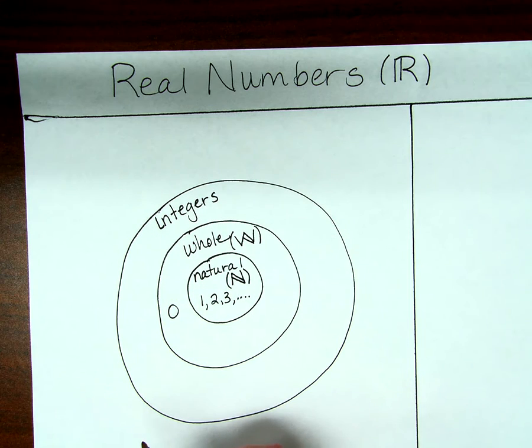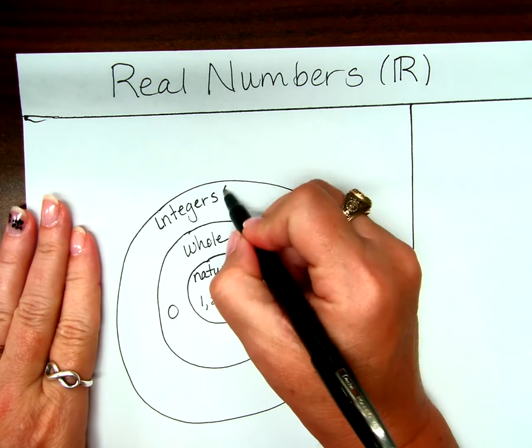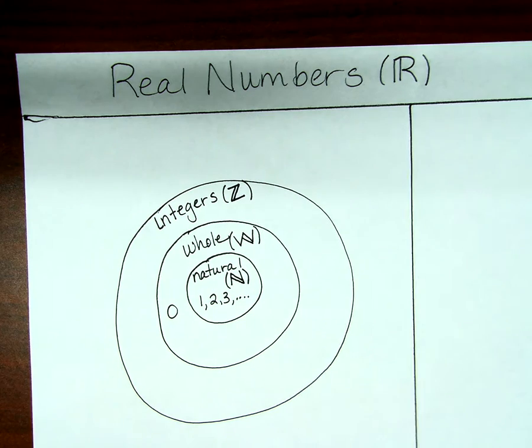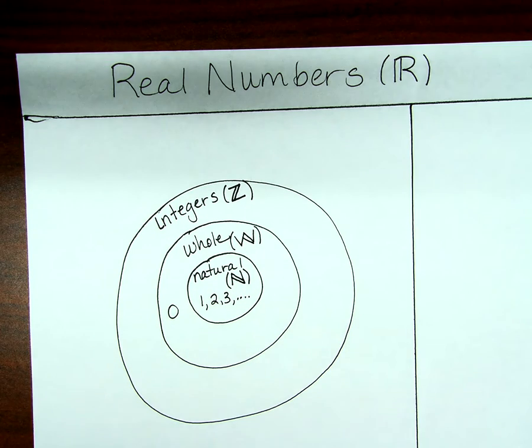Integers. There's a fancy letter that goes with that. Guess what it is? Nope, good try. It's a Z. Why is it a Z? The best answer that I have is I have no idea. Maybe integers in some other language starts with a Z. I really have no idea. I just made that up. Okay.